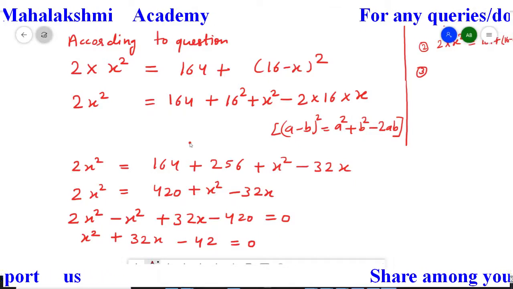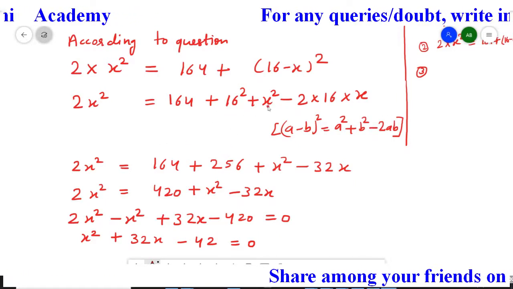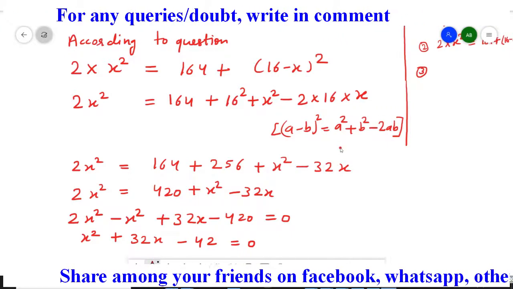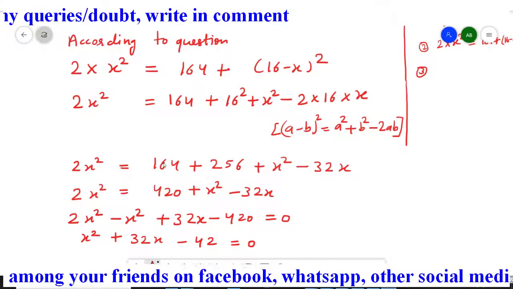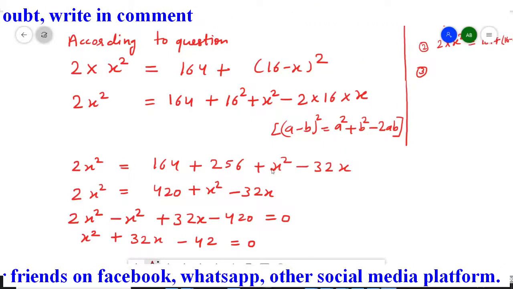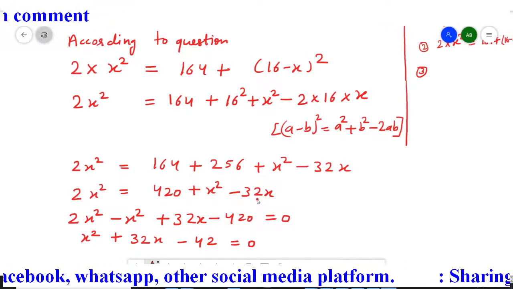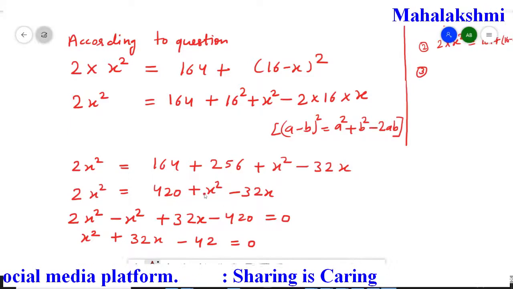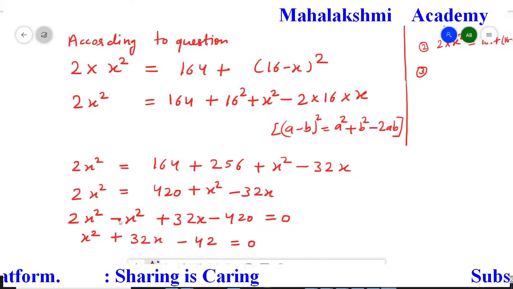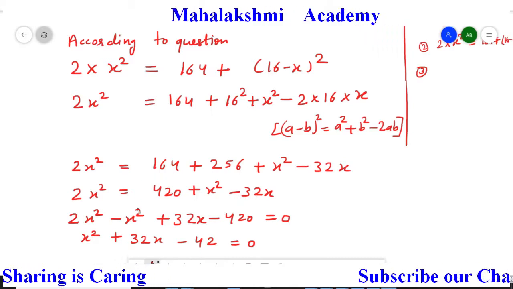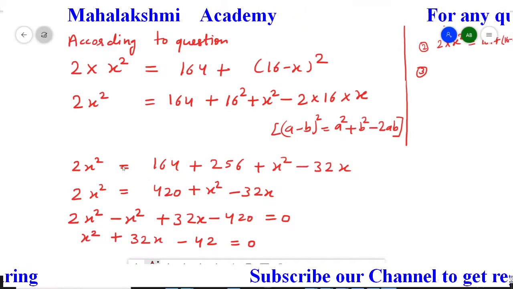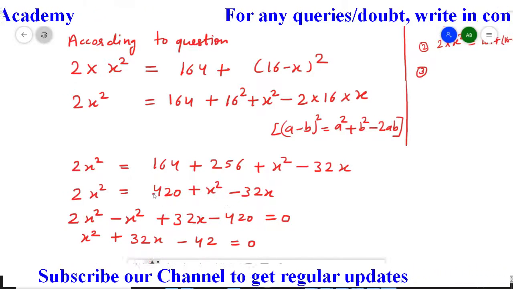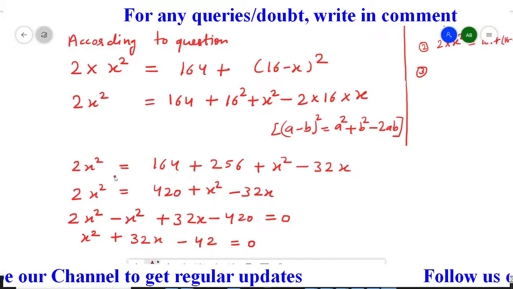So students, just see what I have done here. 16 square is 256, x square I wrote as it is, and when we multiply we'll get 32x. Now when we add them we'll get 420, and this x square as it is and 32x as it is. Then I shifted these all three terms to the left side, so we have to change the sign. So this plus x square when shifted converts to minus x square, minus 32x shifted here becomes plus 32x. 420 also shifted here, so it got minus 420. Means you have to change the sign of these three terms because we are shifting from right to left.